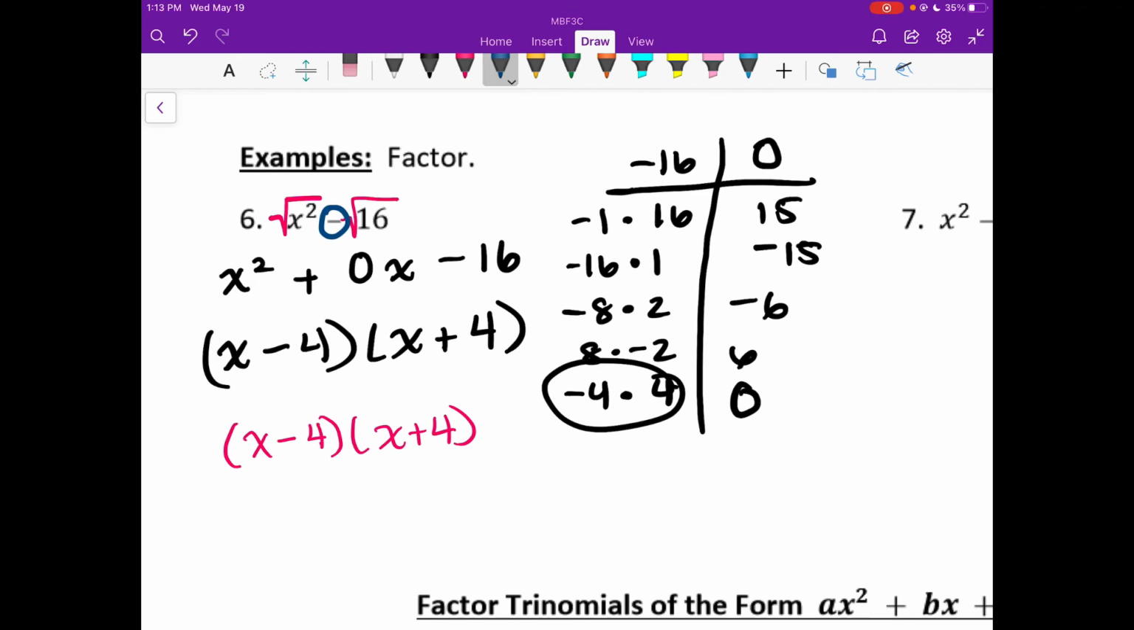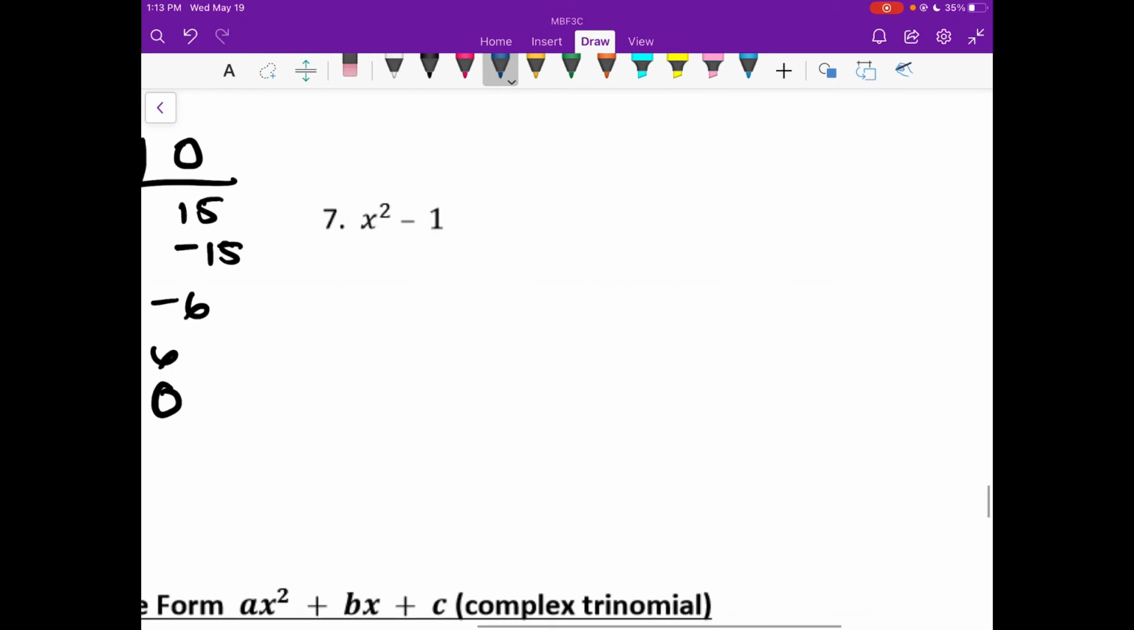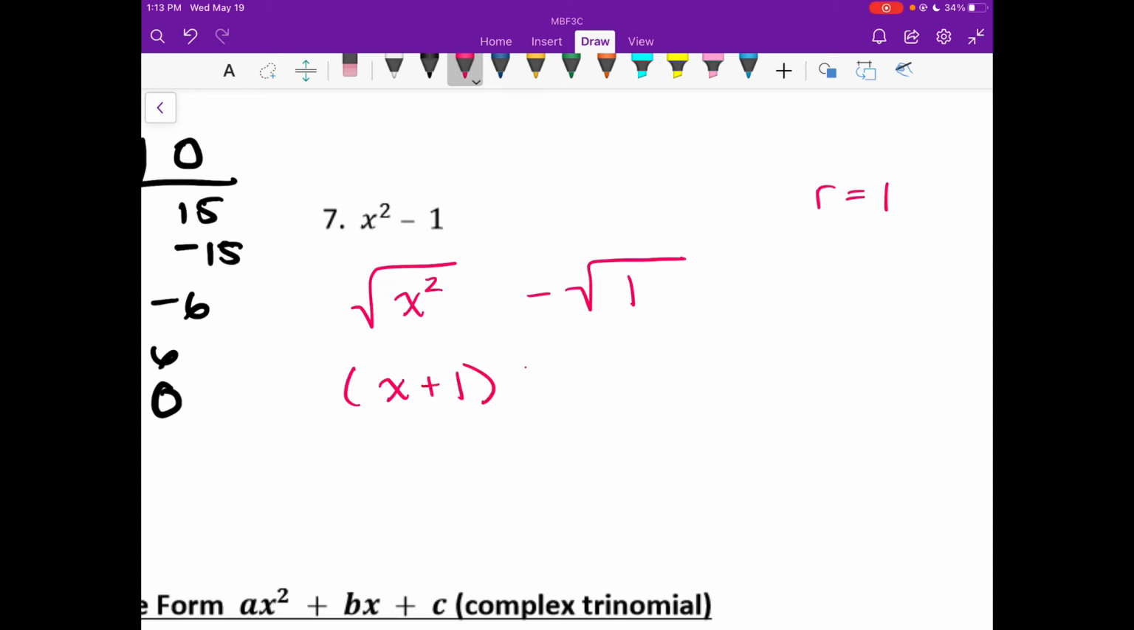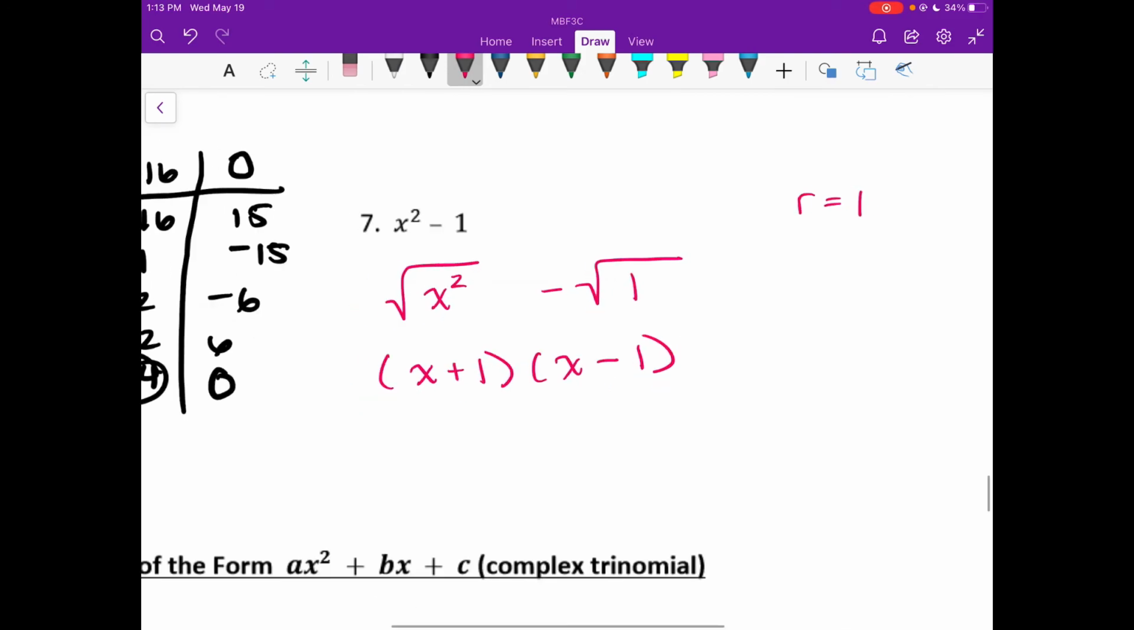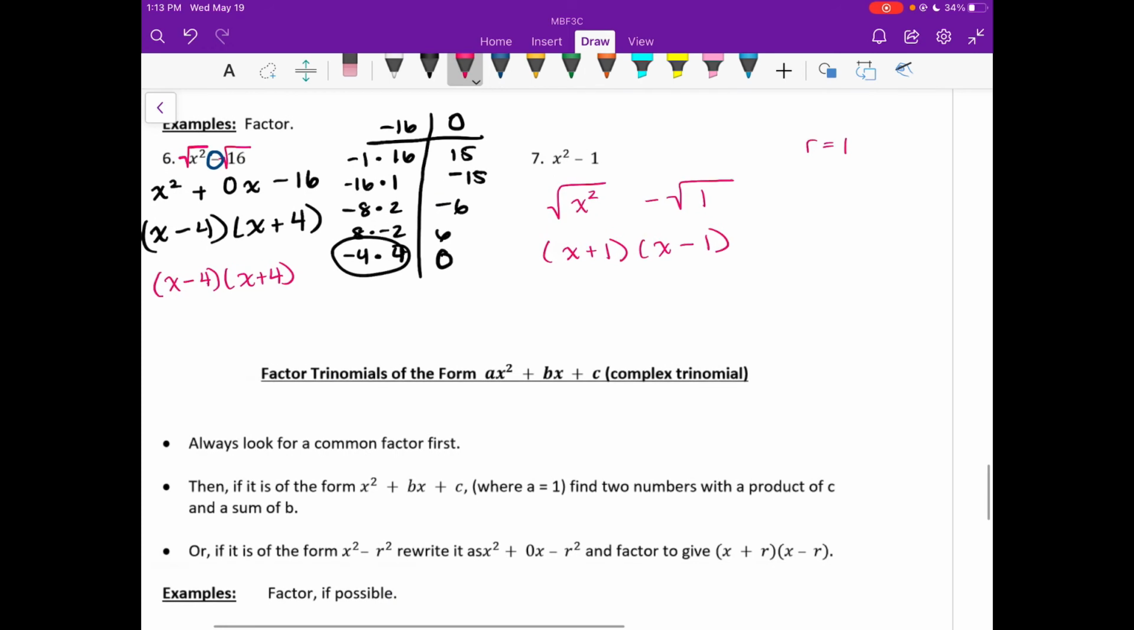It can't be plus. So let's try doing a difference of squares here. We have x squared minus 1. We square root both of these. So I take r is going to be 1, right? So it's going to be x plus 1. And then just the same thing, but we change the sign, x minus 1. Okay, and that's how you do a difference of squares. You can do the long way if you want. This is just a shortcut.